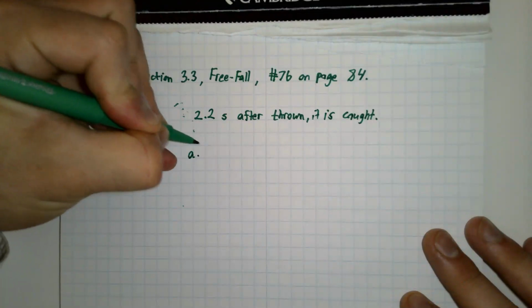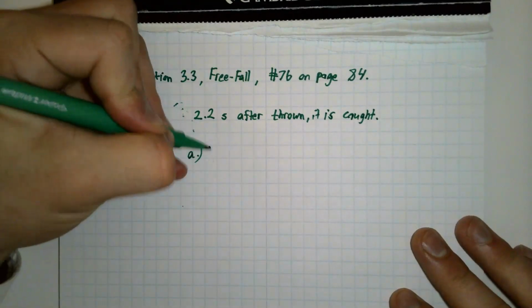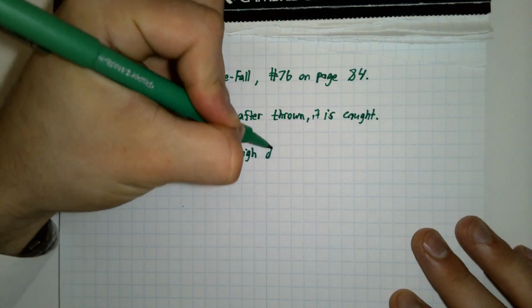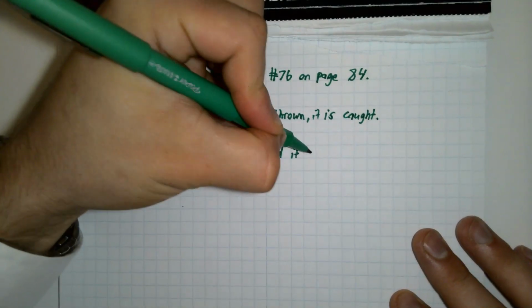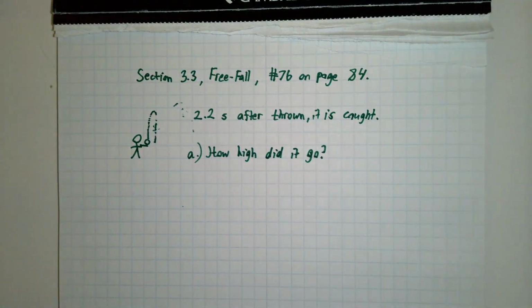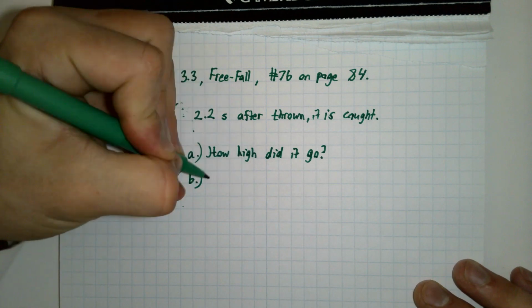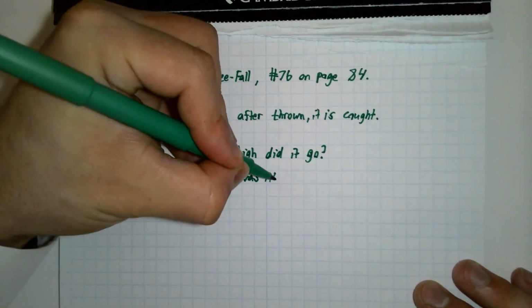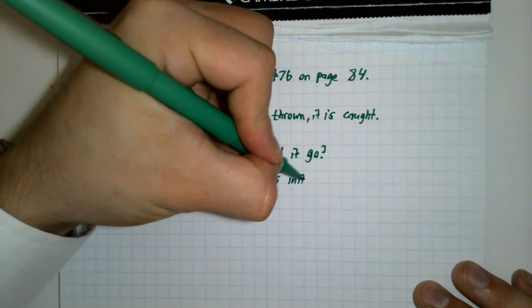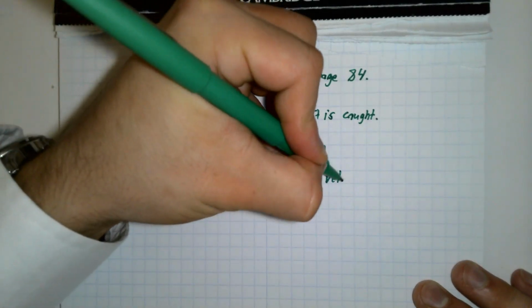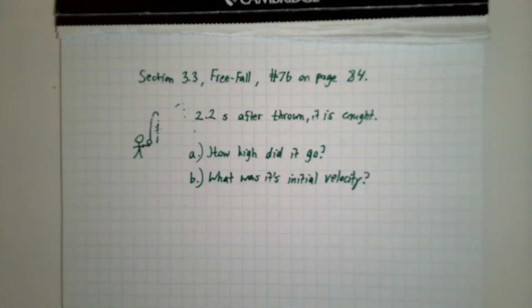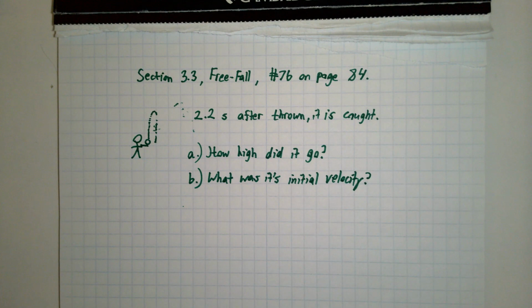We have two questions. The first question is, how high did it go? And we're going to address that question first. The second will be, what was its initial velocity? I encourage you, before watching me solve this problem, attempt to solve the problem on your own.